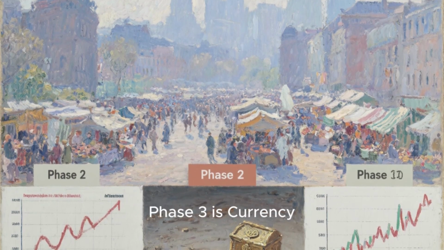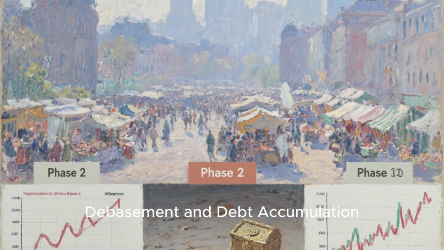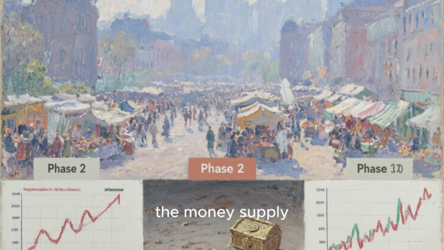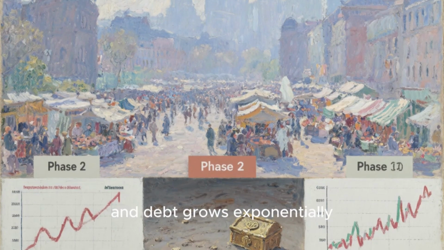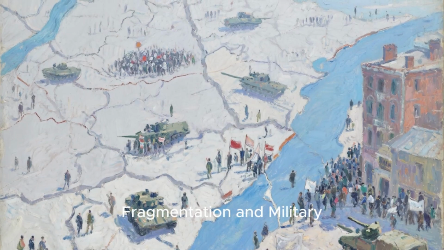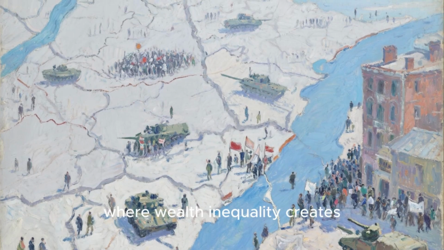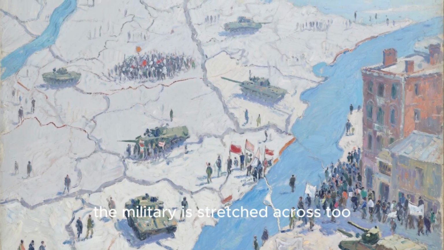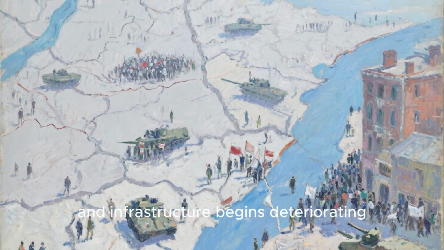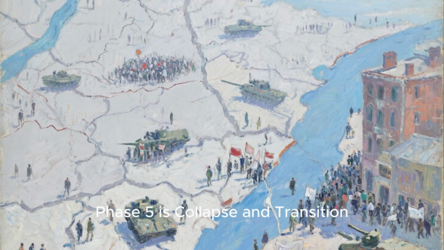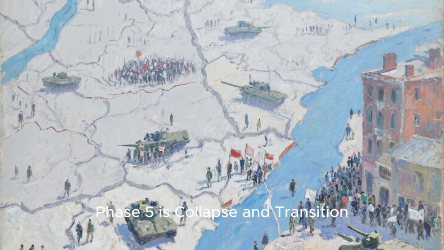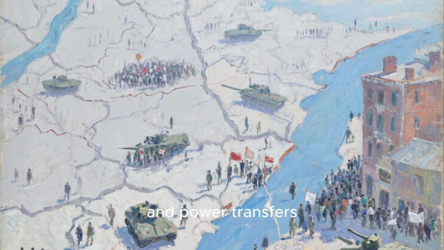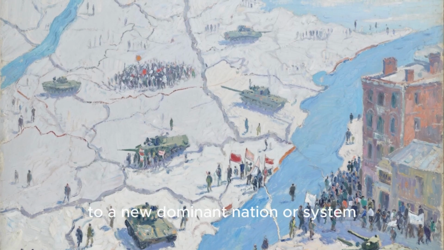Phase 3 is currency debasement and debt accumulation, where spending exceeds revenue, the government begins inflating the money supply, and debt grows exponentially. Phase 4 is social fragmentation and military overextension, where wealth inequality creates internal division. The military is stretched across too many commitments, and infrastructure begins deteriorating. Phase 5 is collapse and transition, where the currency loses credibility, the empire fragments or contracts, and power transfers to a new dominant nation or system.